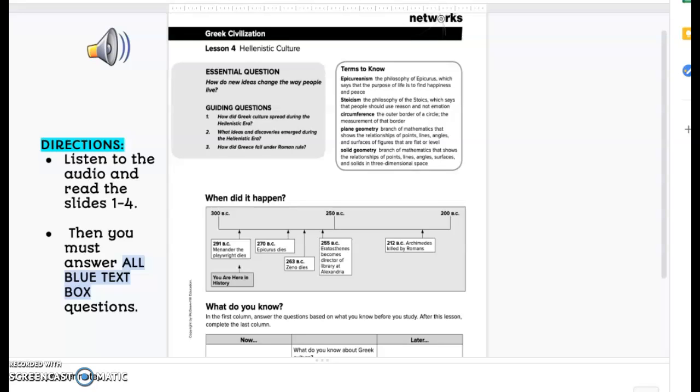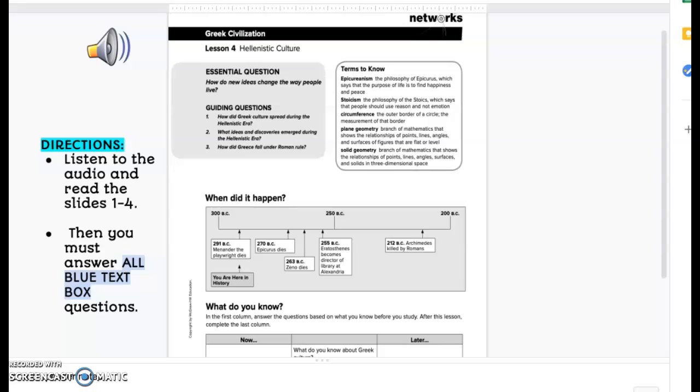Terms to know. Epicureanism, the philosophy of Epicurus, which says that the purpose of life is to find happiness and peace. Stoicism, the philosophy of the Stoics, which says that people should use reason and not emotion. Circumference, the outer border of a circle, the measurement of that border.